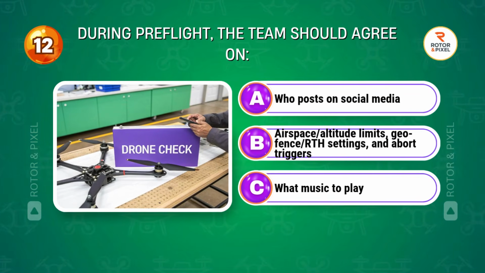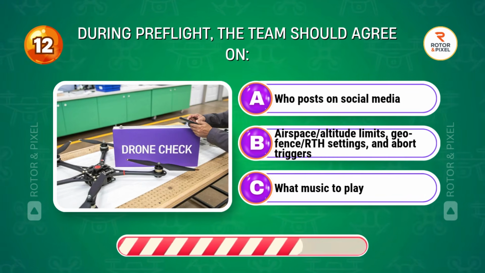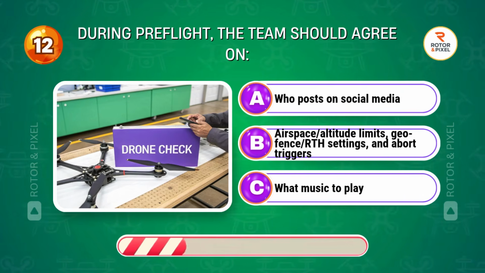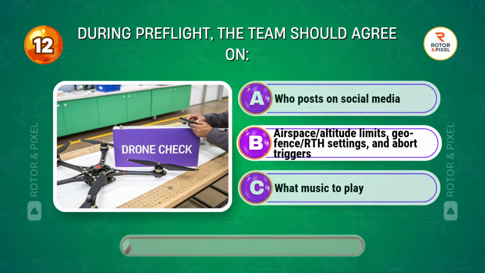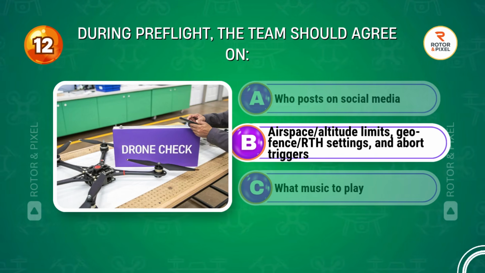During pre-flight, the team should agree on... Answer B, airspace/altitude limits, geofence/RTH settings, and abort triggers.